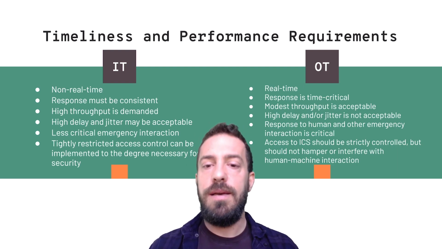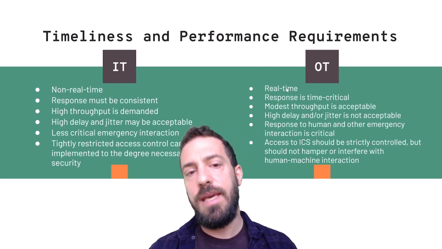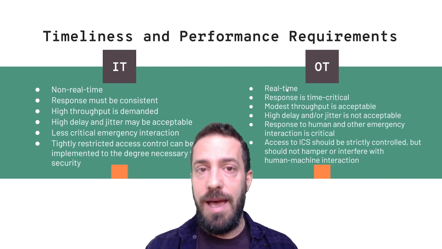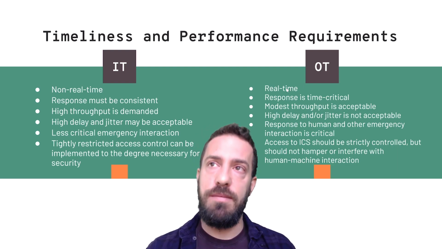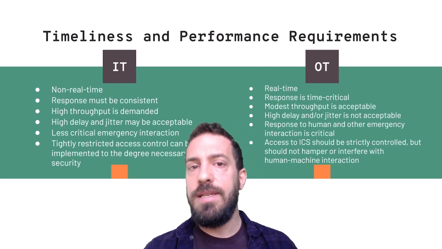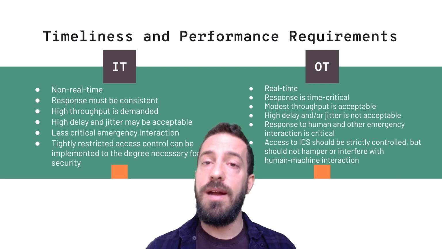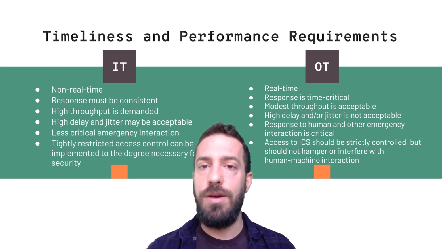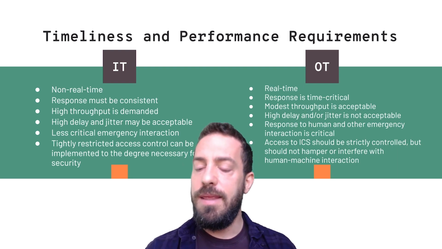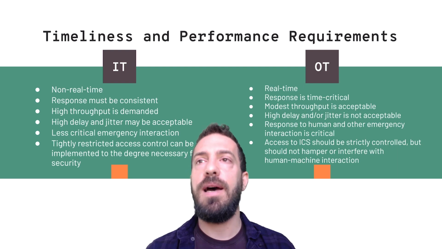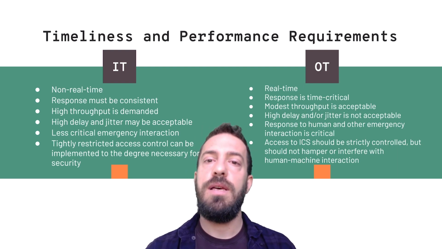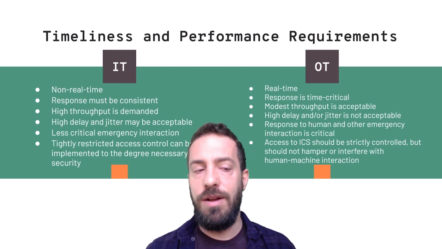In the OT, as I said before, the operating systems are real-time. That means when the process runs, there are deadlines by which the process has to be executed, and there are guarantees that the process will be executed within the time frame. And the real-time operating systems have algorithms that ensure that the real-time requirements are not violated.